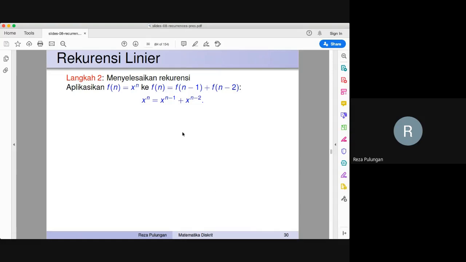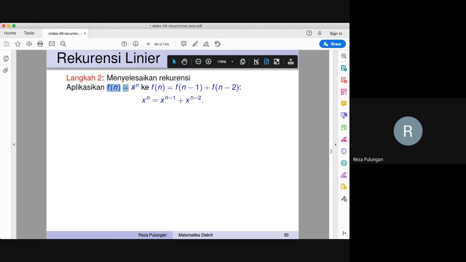This is how to solve it. So let's apply this to our problem. In our problem, fn is equal to fn minus 1 plus fn minus 2. This is the main recurrence. So what is the solution of this? Like I said before, just guess. Guess the solution will be fn is equal to x to the power of n.